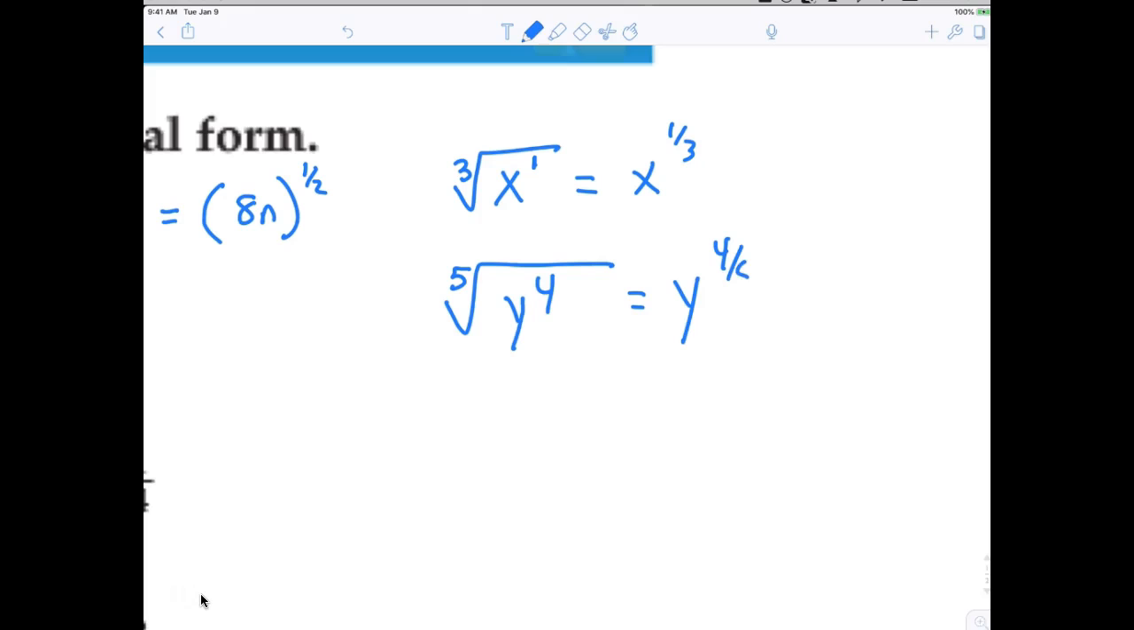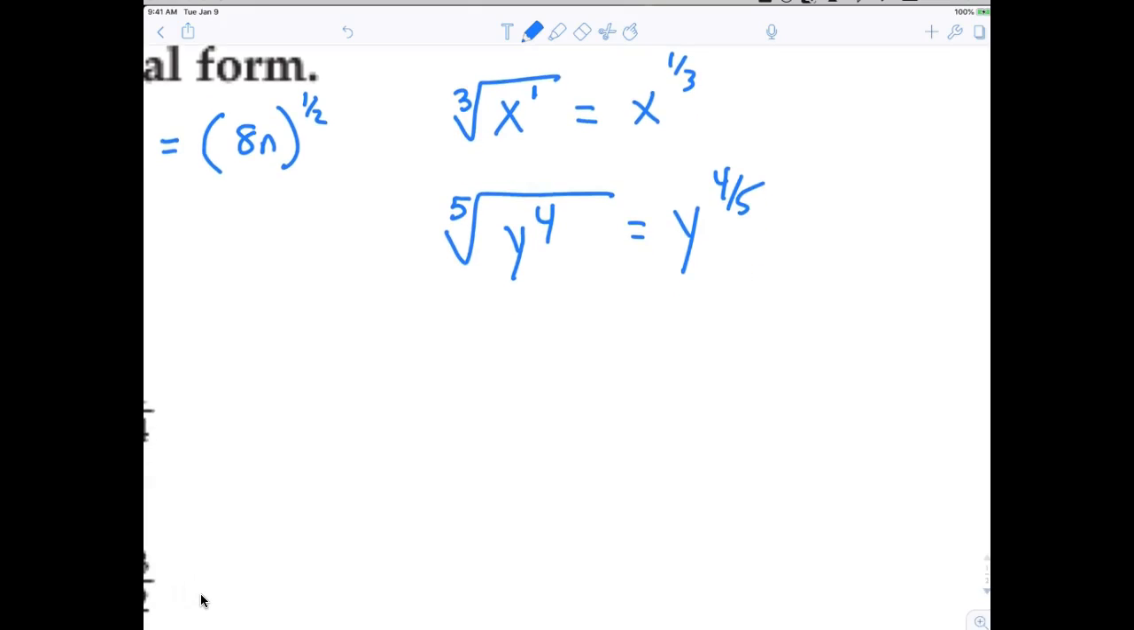Y to the 4/5. That is perfect. All right? Now, one more example. The 7th root of x to the 10th. What is that? It's x to the 10 over 7. That is exactly correct. So now everybody understands what I'm doing.